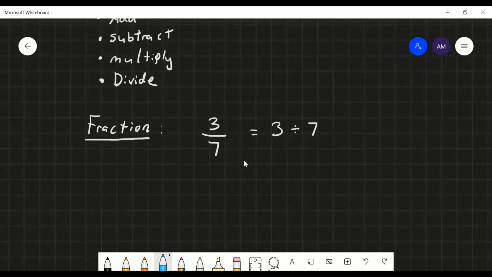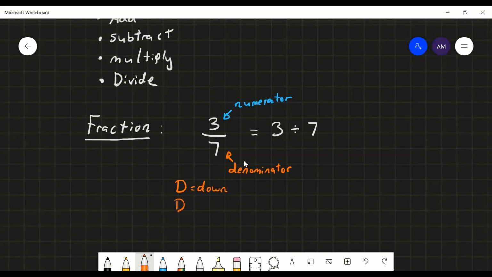We call this top number here a numerator. And the bottom number here we call a denominator. So you may hear me call them numerators and denominators. Sometimes I'll be a little bit lazy and I'll say the top number and the bottom number. Just keep that in mind. If you have a hard time remembering which one is which, just remember that denominator, D stands for down, and the letter D is the first letter in the word denominator. So the bottom one is the one that's down, it's the denominator.